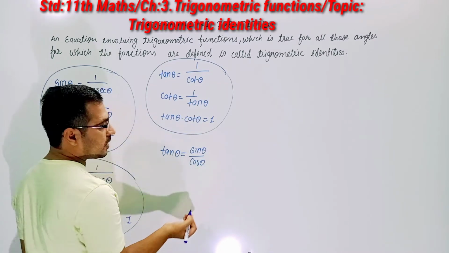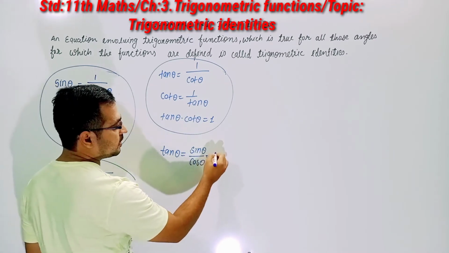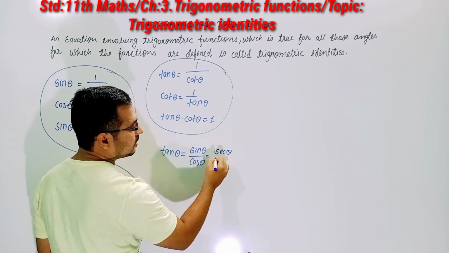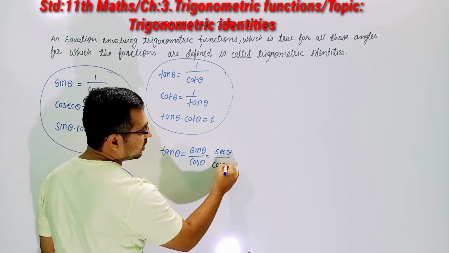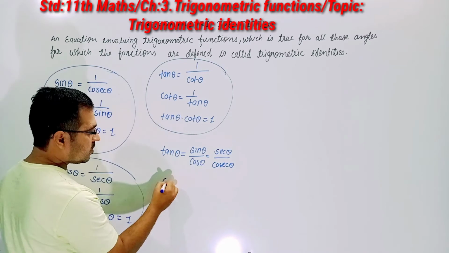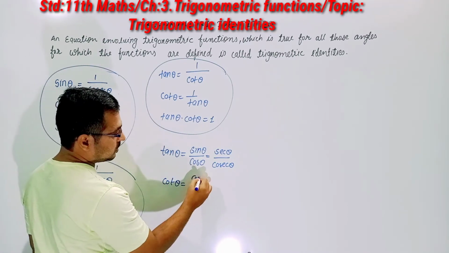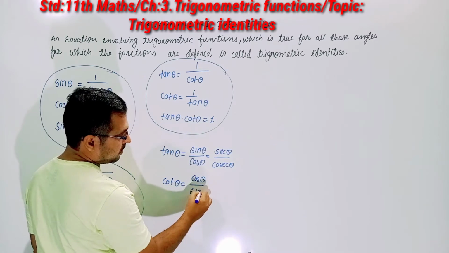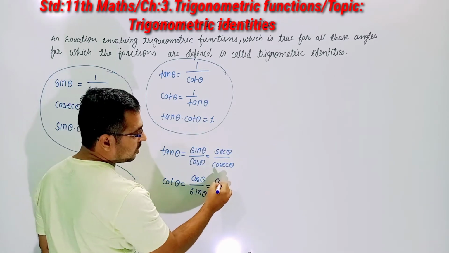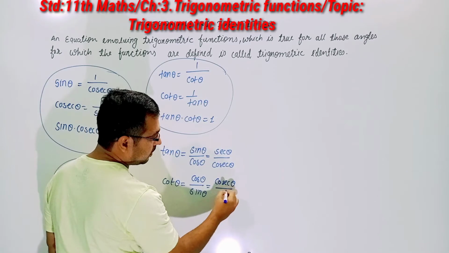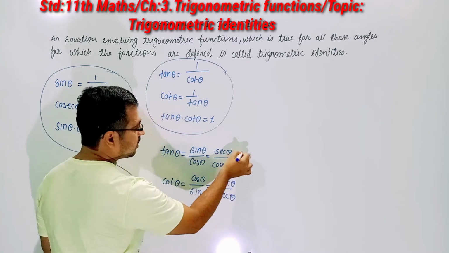Right, students? And we know that tan theta is equal to sin theta by cos theta. Otherwise, you can write this as sec theta upon cosec theta. And similarly, cot theta can be written as cos theta by sin theta, or cosec theta by sec theta.